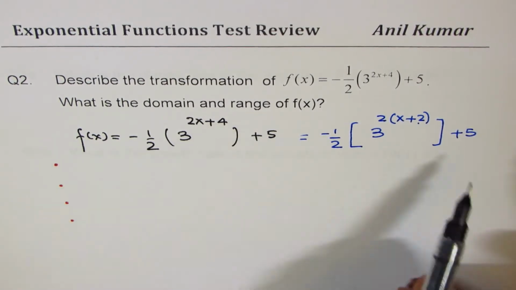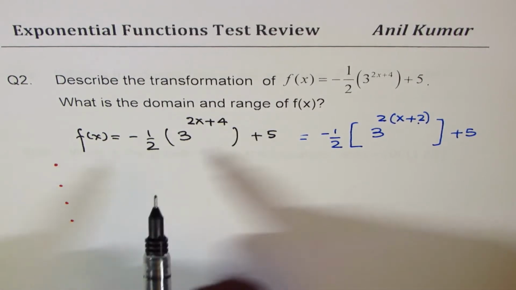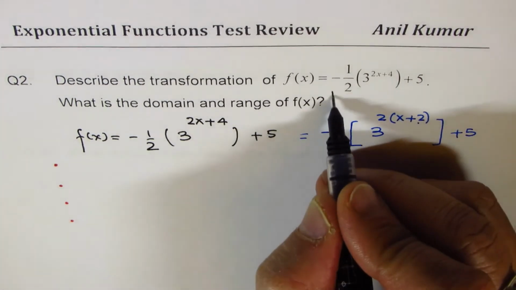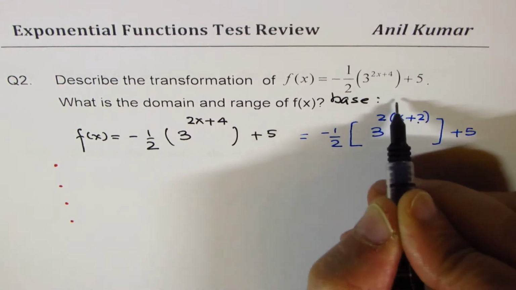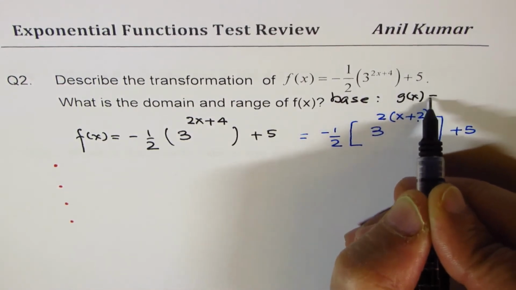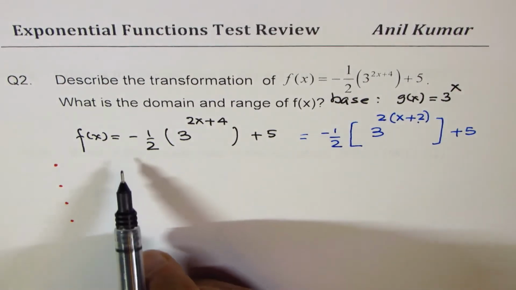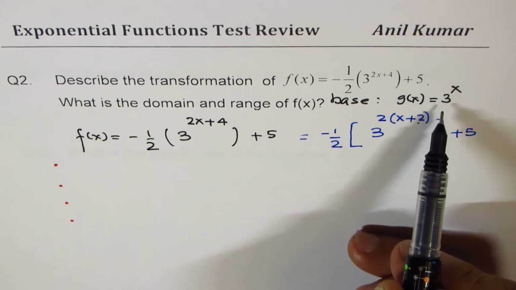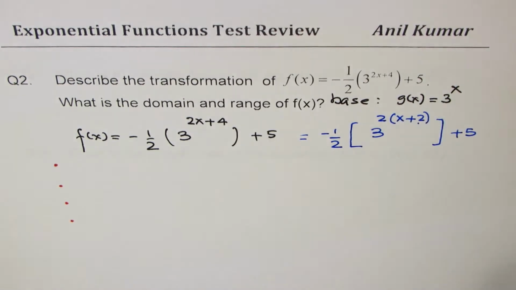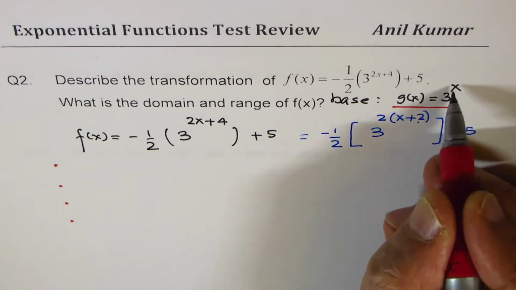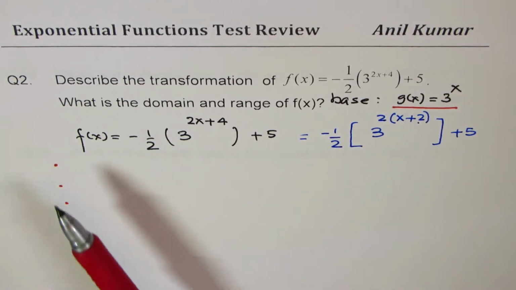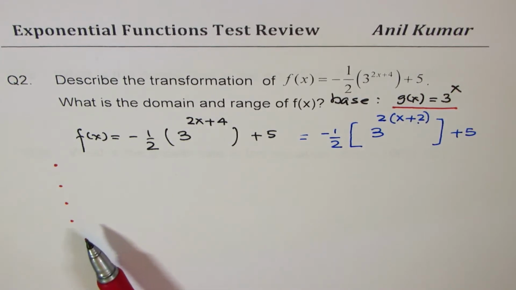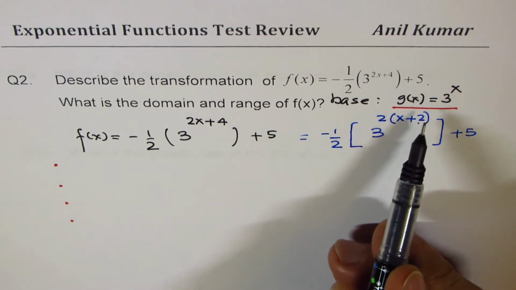So now it's very easy to write down the transformation. What we have here is the base function, let's say g of x is 3 to the power of x. So all the transformations which we are going to describe are with respect to 3 to the power of x. It is not necessary, however very important, to mention this when you write transformations, because that has not been mentioned in the question, right? Okay, so I hope it makes sense.